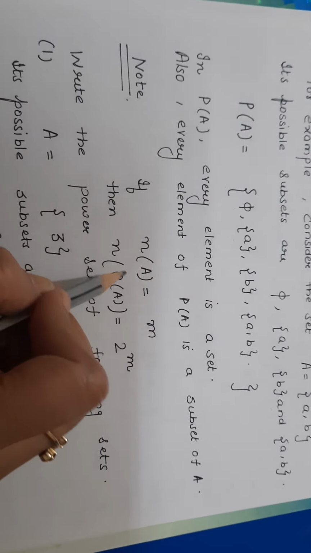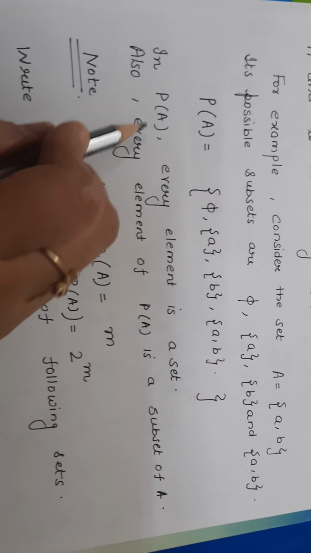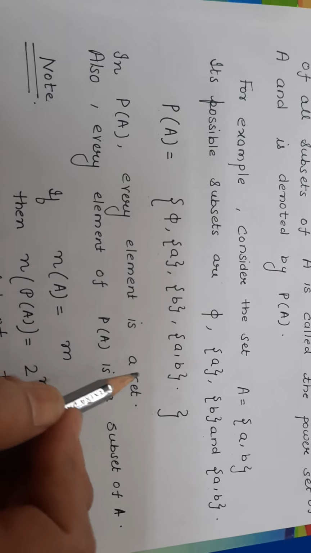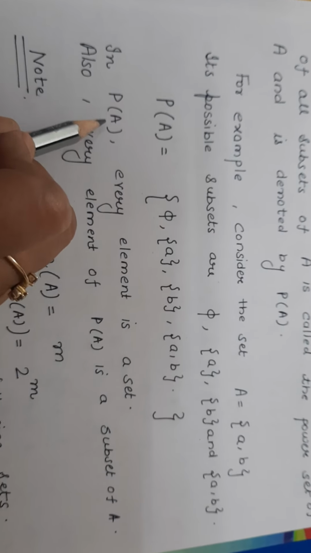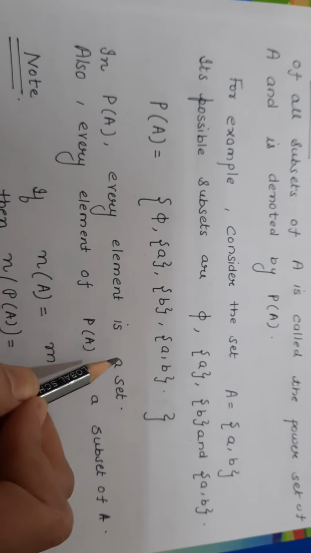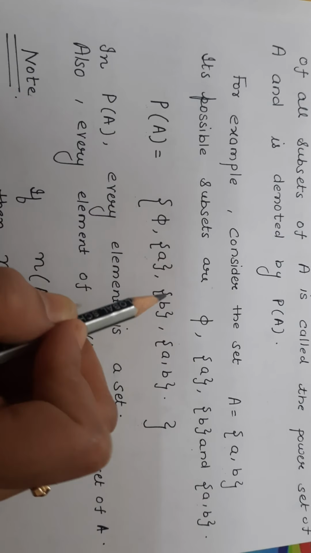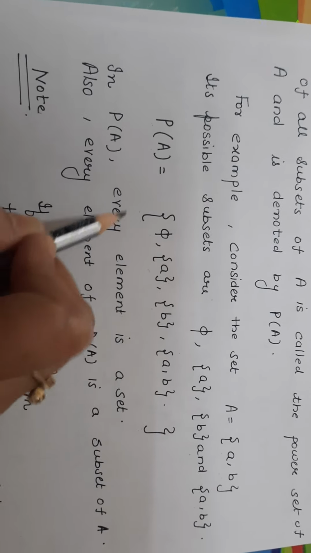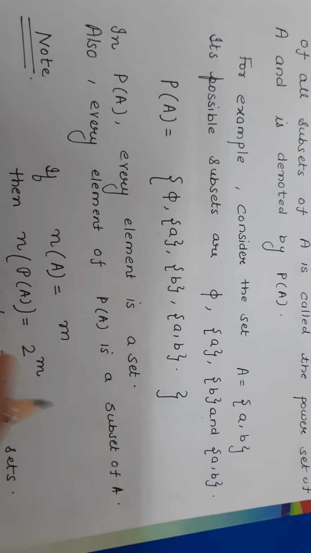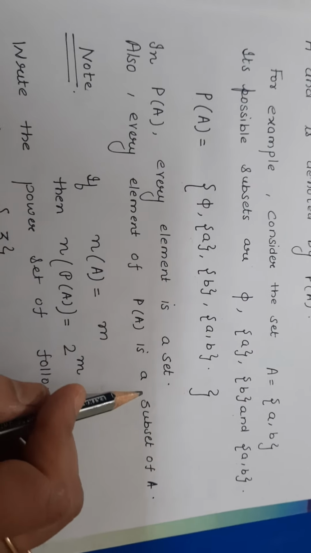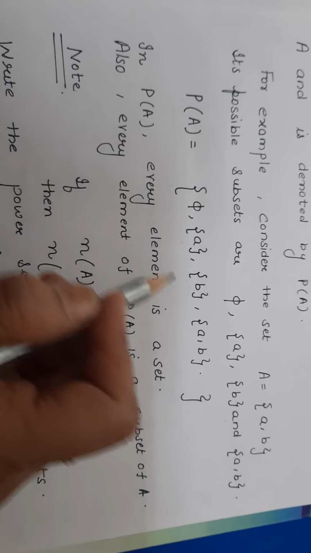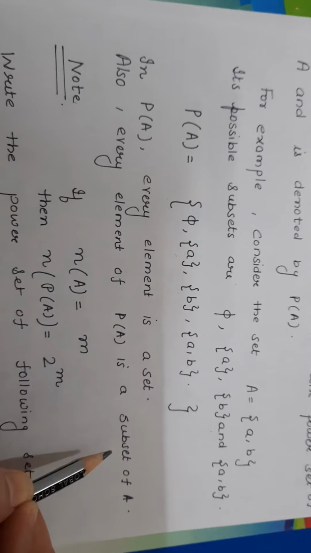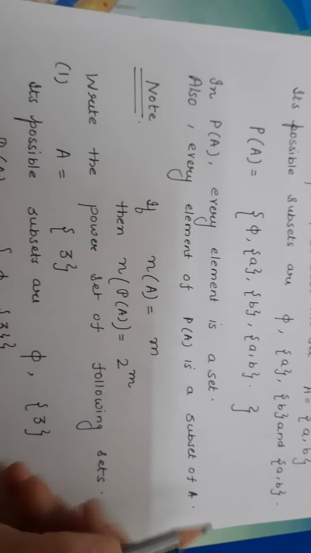In P(A), the important thing is every element is a set. I am repeating, in the power set of A, every element is a set. Just look here, this is also a set, this is a set, this is a set, phi, the null set, right? And one more thing, every element in the power set of A is a subset of A, right?